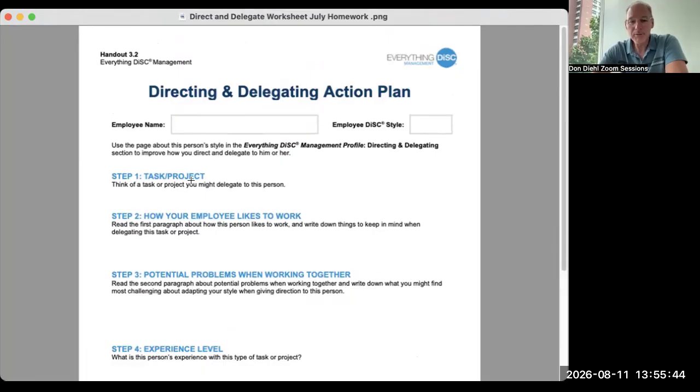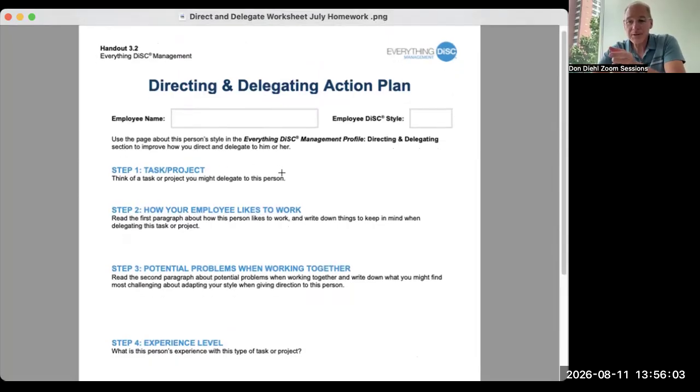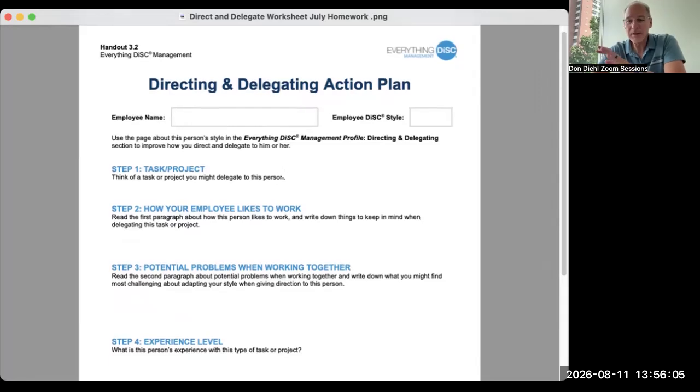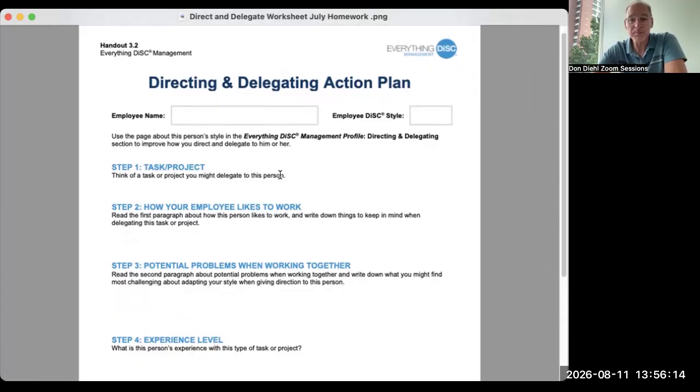You start at the top by putting their name in this blank, and then as best as you can, identify which DISC style, D, I, S or C, you believe they would be. That's based on what you've learned yourself. And you answer each of these questions. What is the task that you're going to have them do? It doesn't have to be complicated or big, just something small but important, something they would feel is meaningful, not just busy work.